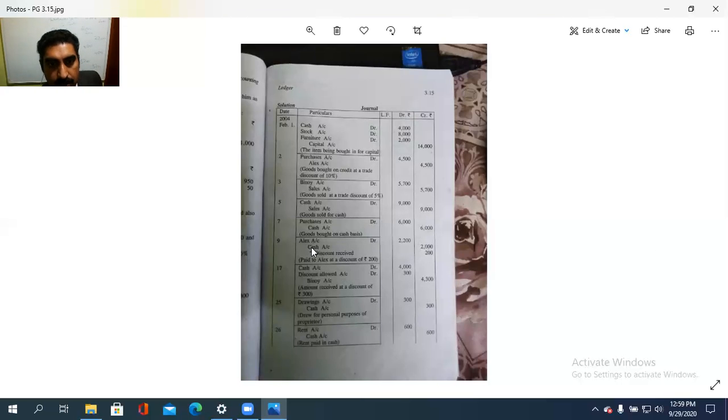Sorry, discount allowed by him. Alex is giving. So here it is 2,200, and to cash is 2,000 and to discount received is 200. Means discount is allowed by him. Who? Alex. So we are writing in the other person's book. So that is Alex debtor to cash 2,000 is the amount and to discount received is 200. Then we need to see the balance entries.